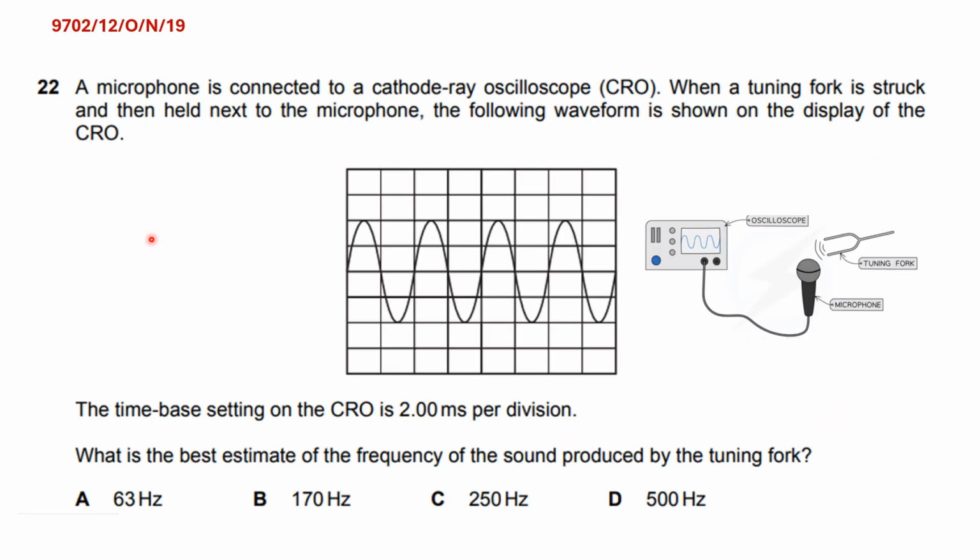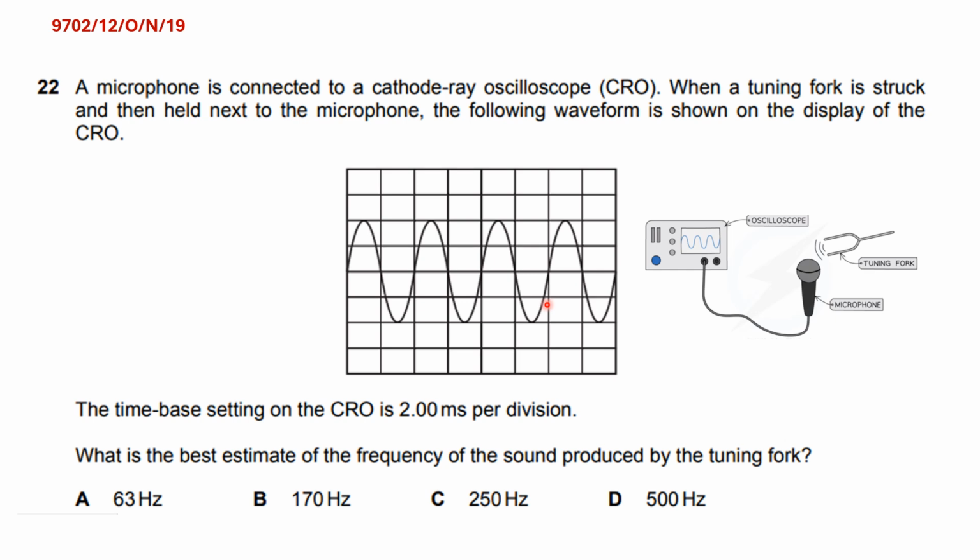Another easy question for you. A microphone is connected to a cathode ray oscilloscope when a tuning fork is struck and then held next to the microphone. The following waveform is shown on the display of the CRO. The time-based setting is 2 milliseconds per division. What is the best estimate of the frequency of the sound produced by the tuning fork?